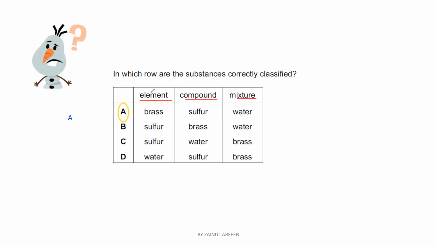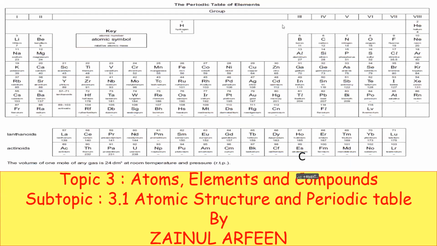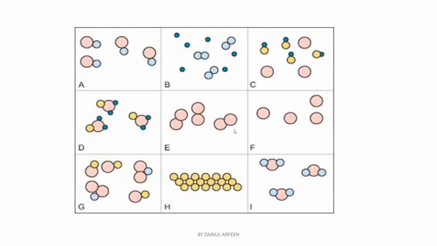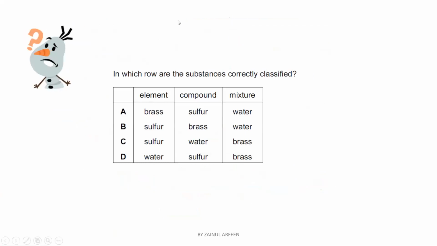So which one? Element. Element means in which all the atoms are identical. So how can you identify an element? For elements, you can check the periodic table. I will show you the periodic table. What you see in the periodic table are all elements. So can you find sulfur here? You can see sulfur is in group 6. That is the position of sulfur. The periodic table is showing the elements only, so sulfur is an element. So in the first column, the element should be sulfur.